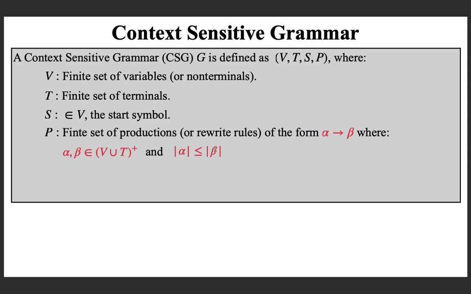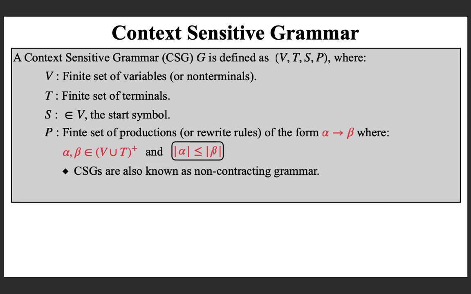Not only that, this condition should be satisfied. For any production in a context sensitive grammar, the length of the LHS must be less than or equal to the length of the RHS. The length of an RHS can never be less than the length of the LHS, and hence the grammar is also known as non-contracting grammar. If you derive, you cannot reduce the length of the string that you are deriving. It keeps on increasing or not changing the length.